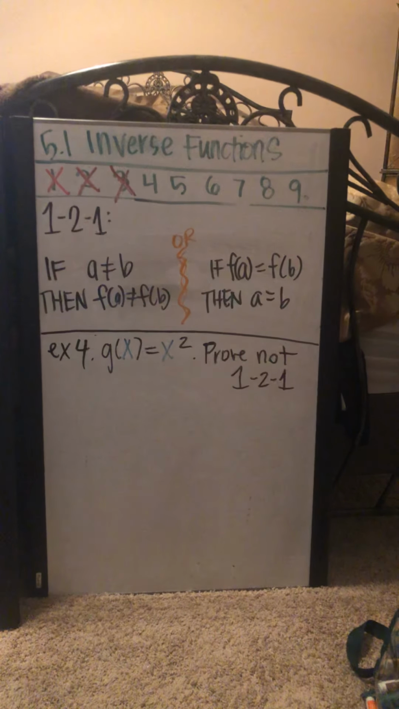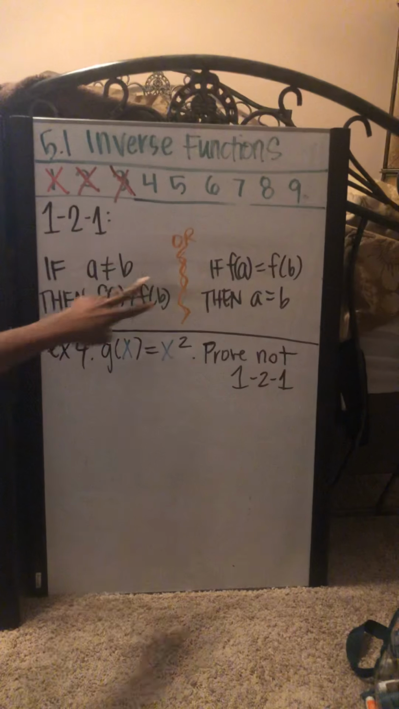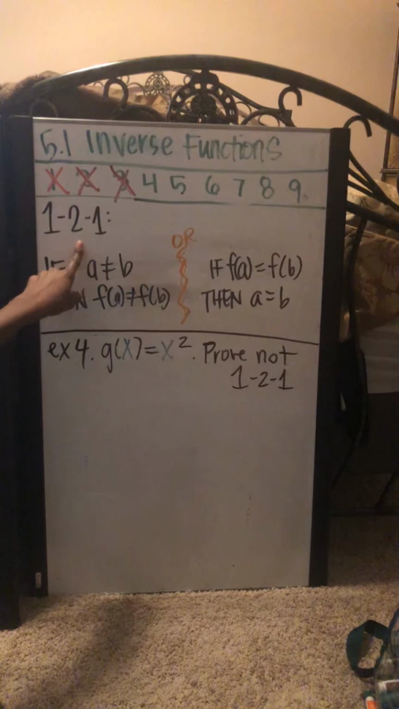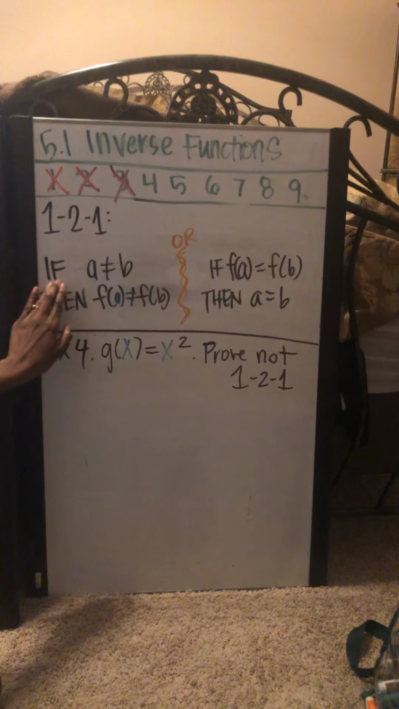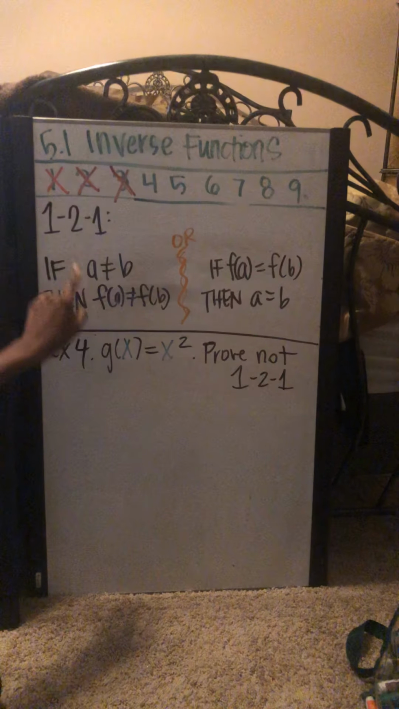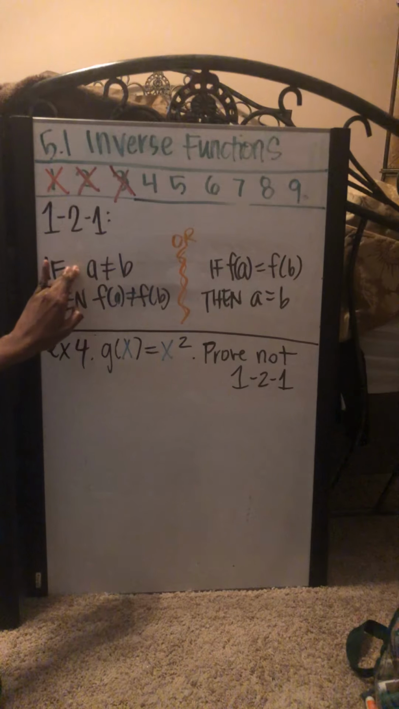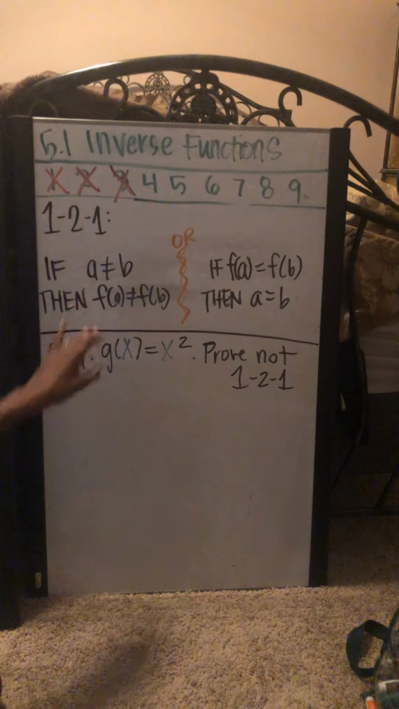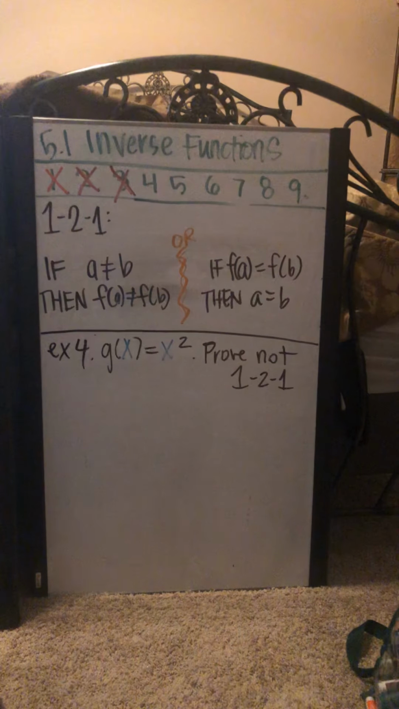Alrighty, so in example 4, we're asked to prove that our G is not one-to-one. Again, we can use these if-then statements. These if-then statements are the definition of one-to-one. So we start with the if, and if we get to the then, that means that it is one-to-one. But if we start with the if and we don't get a then, that means that it's not one-to-one.